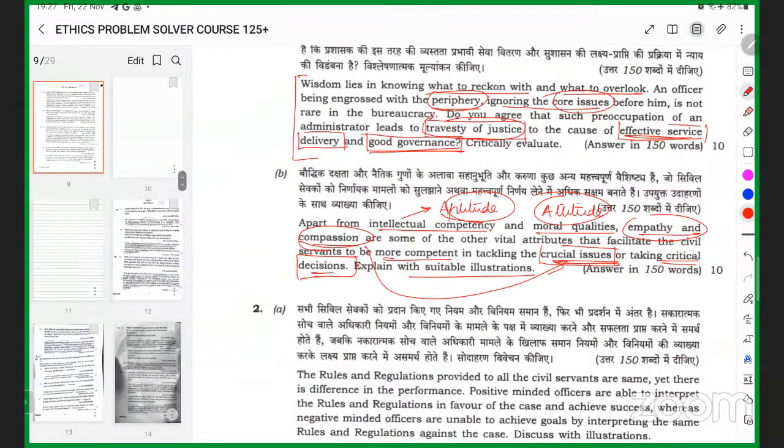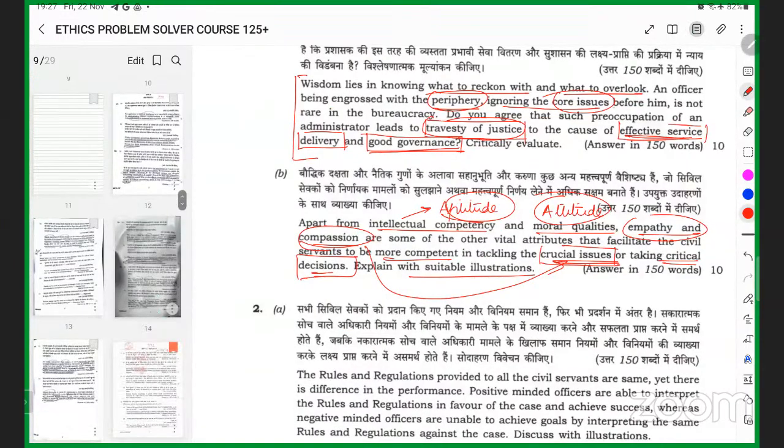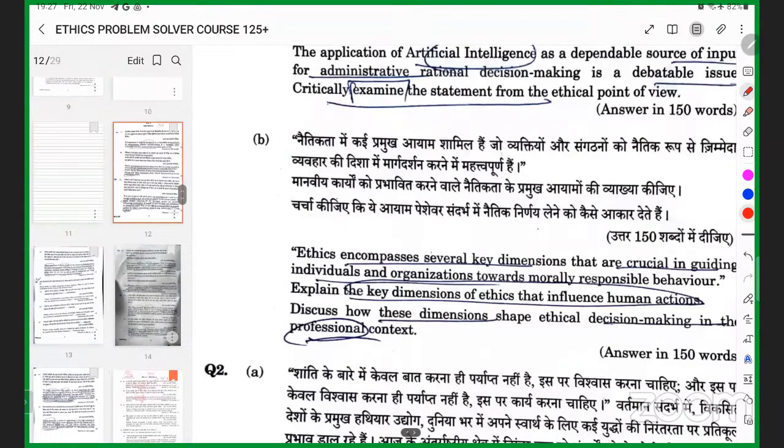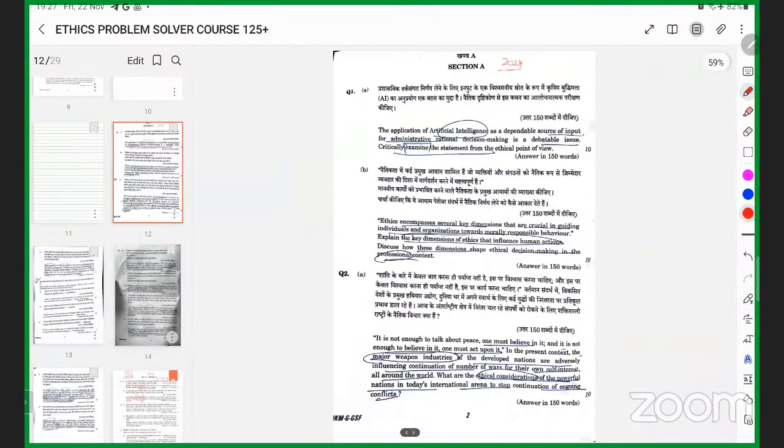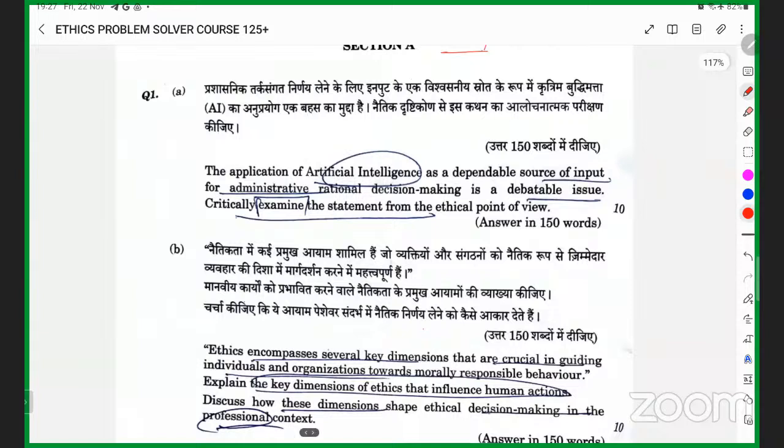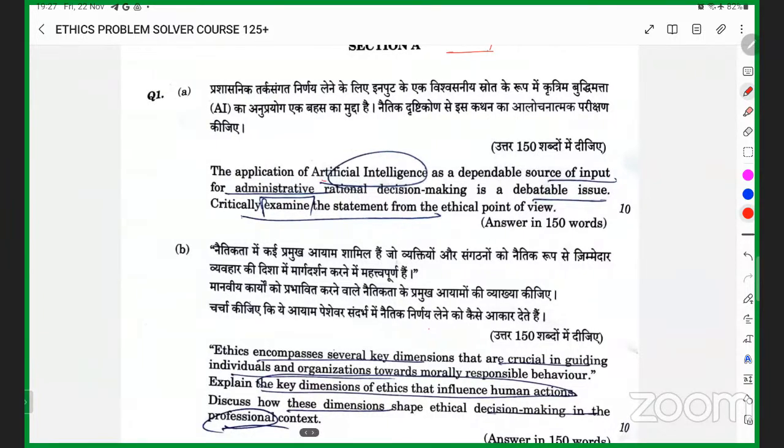Going to the last one. Yeah, this is 2024. See the first question. The application of artificial intelligence as a dependable source of input for administrative rational decision making is a debatable issue. Critically examine the statement from the ethical point of view. Again, you cannot attribute this to a topic in your syllabus.